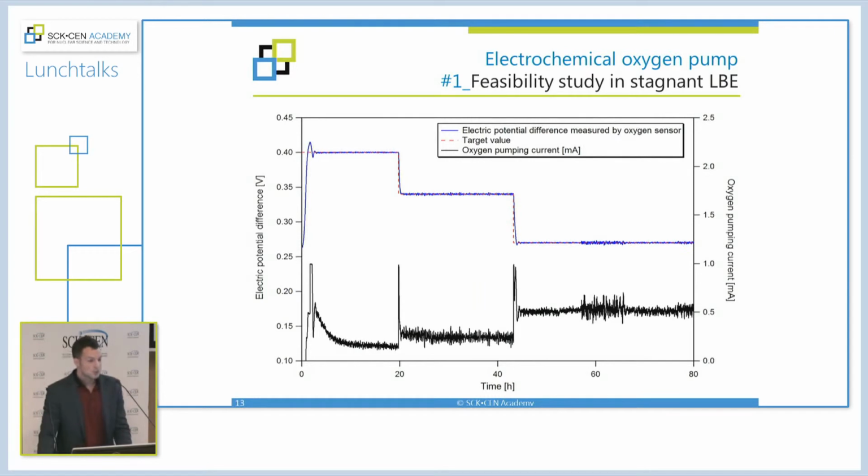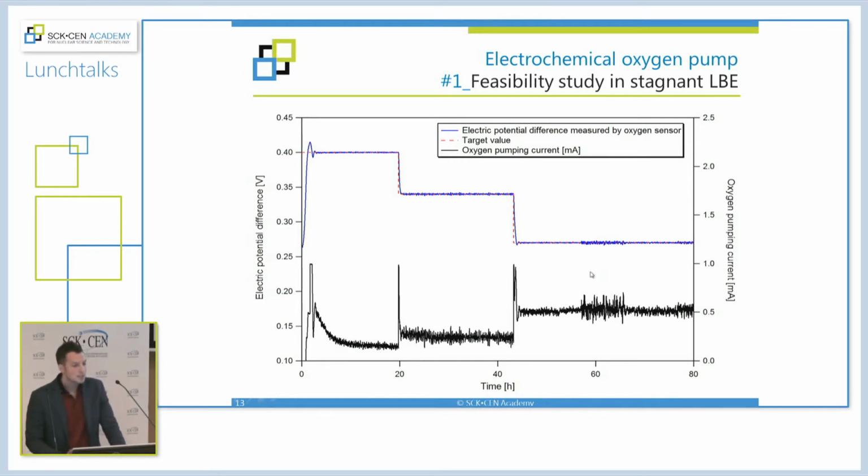Well, the response is yes, and you can see it from this graph. The blue line is the electric potential measured by the sensor. Unfortunately, I'm not sure you can see the dotted red line under it. That's the target value. So in fact, we could accurately control the oxygen concentration. In this specific case, we were adding oxygen, so we wanted to increase oxygen in the system. And on the bottom of this graph, I show you the current that we measured. The plateau reached depends on the oxygen concentration level.